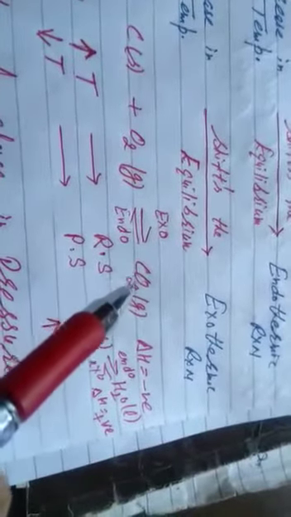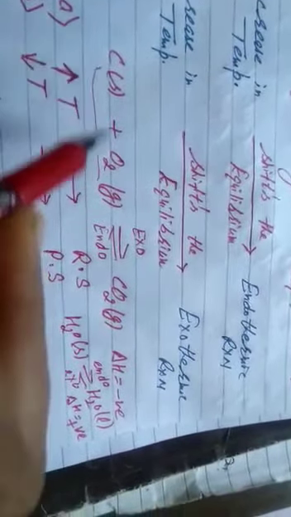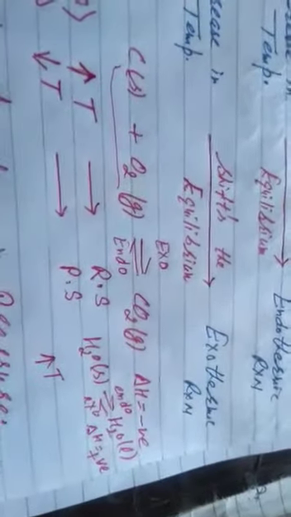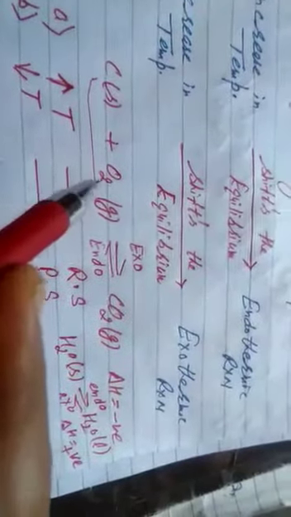Students, in case of pressure, we focus on the physical state. The number of moles of components on the reactant side are 2. One is in solid state and the second is in gaseous state. In pressure, we focus only on the component present in gaseous state. How many components are in gas phase? 1.